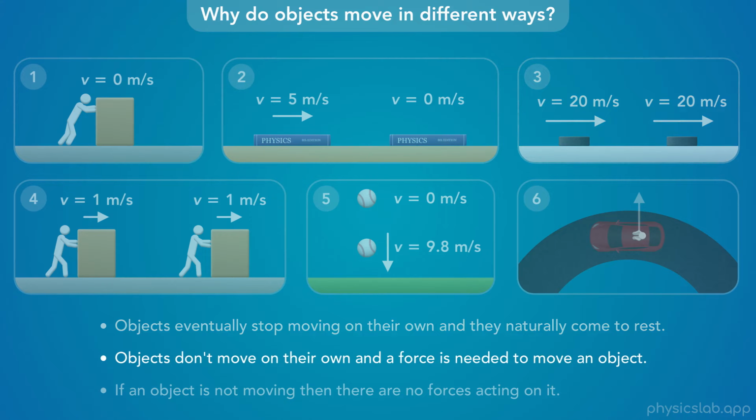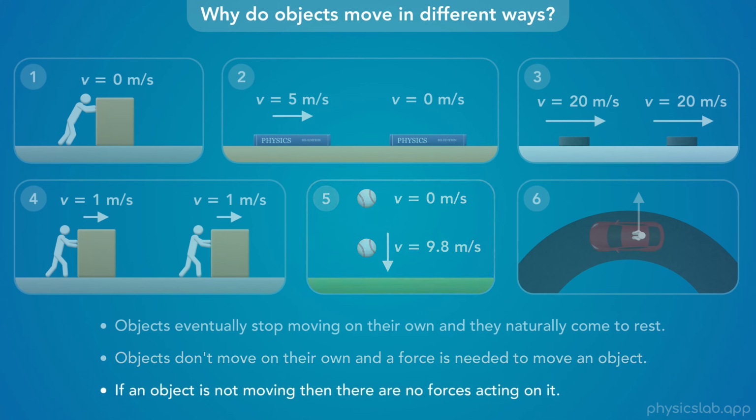Next, objects don't move on their own, and a force is needed to move an object. So maybe there's a force that's pushing this person to the side as the car turns. And maybe that's why you had to push on this box to keep it moving. But if that's true, why doesn't the hockey puck need a force to keep it moving? And does a force move an object at a constant speed, like the box? Or does a force cause an object to accelerate, like the ball?